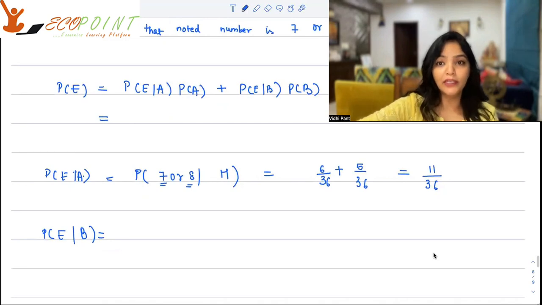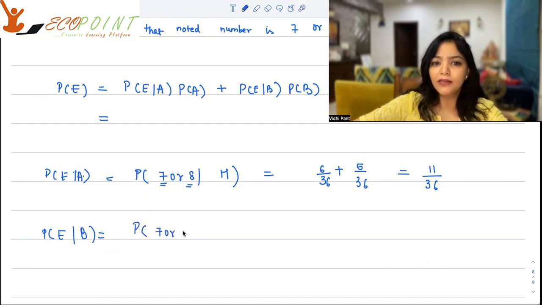Now, what is the probability of E given B? B is when your toss gives you a tail. And when you get a tail, then you have, say, some chits with you numbered 2 till 12. Out of that, you pick any and you then note the number. So what is the probability that the number is 7 or 8 out of those chits? Well, 2 chits out of the 11 are 7 or 8. So 2 upon 11 is that probability.